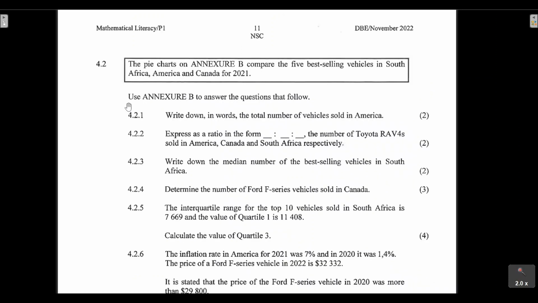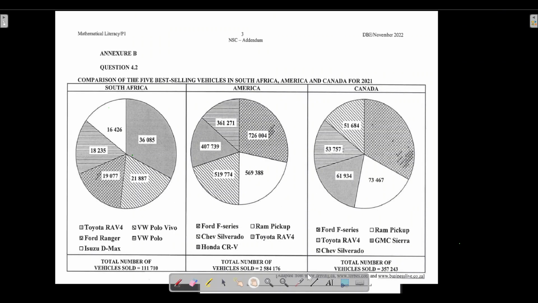So question 4.2.1, obviously we know that we need to use Annexure B to answer the questions that follow. Question 4.2.1: write down in words the total number of vehicles sold in America. So we're going to be focusing on the total number of vehicles that were sold in America. Our eyes should be here. What is the total number of vehicles that was sold in America? If you look at the bottom, we are told that the total number of vehicles sold in America is 2,584,176.